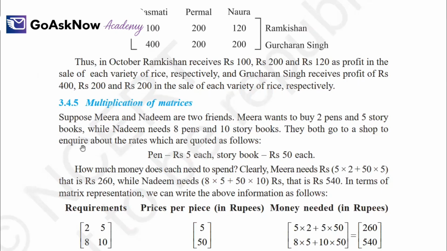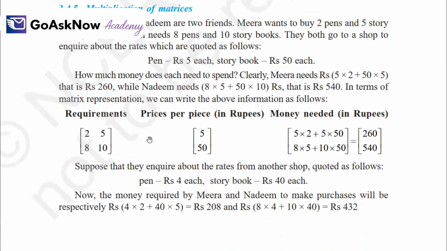In terms of matrix representation, we can write the above information as follows. So requirements is one matrix. We can write it like 2, 5, 8, 10, and prices per piece in rupees can be written in matrix form as 5 and 50. Okay. Money needed in rupees. How to calculate money needed? So I have to multiply 2 and 5 with 5 and 50 of the corresponding second matrix. Okay. So it is like multiplying horizontal to vertical arrangement.